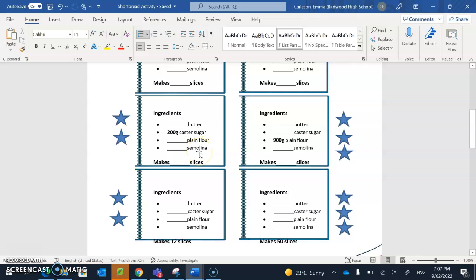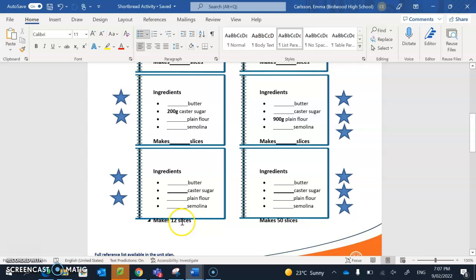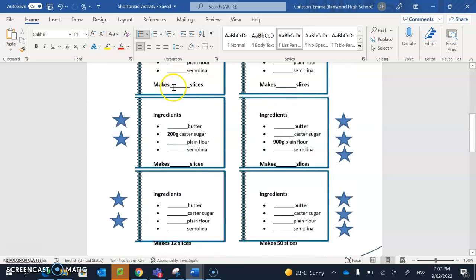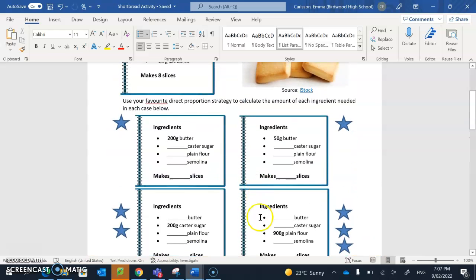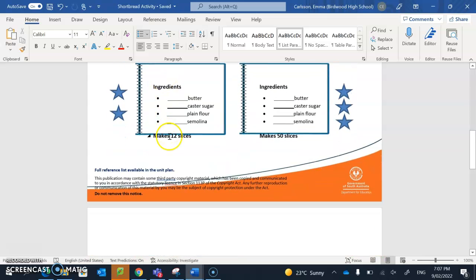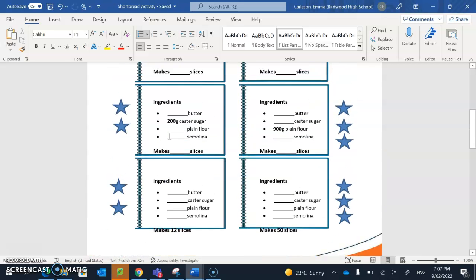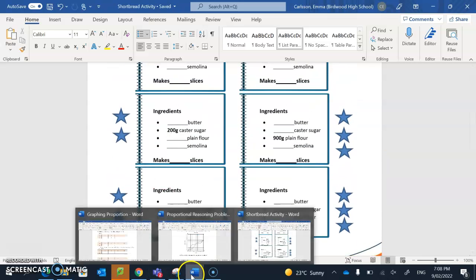Now, with the following, these two are a little bit trickier in terms of the sums and things you're going to have to do to work out the relationship between the original recipe and these two recipes. The recipes at the bottom are asking you to look at the slice number, okay? So if you looked at the original recipe, it made 8 slices. So if you're needing to make 12 slices, what do you need to do to the recipe? If you're making 50 slices, what do you need to do to the recipe? So you need to look at the proportion of 8 to 12 and decide what you need to do there. All right, hopefully that makes sense, guys.